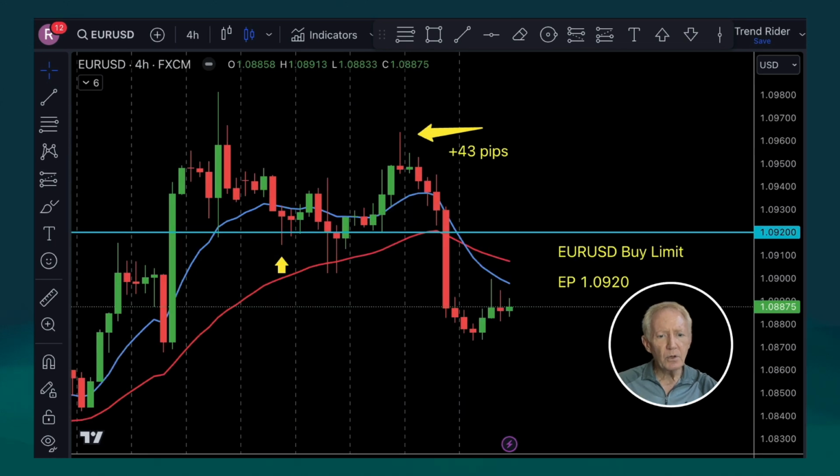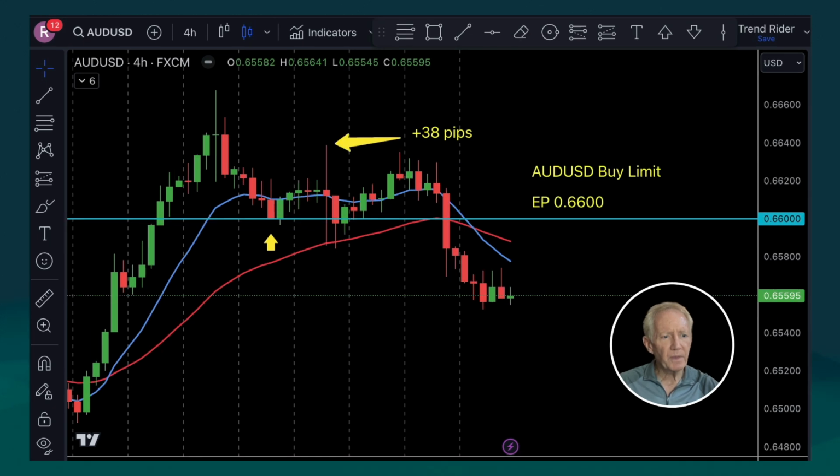And then with the Euro US, not much, but 43 pips. It didn't move much, mostly sideways until towards the end of the week on Thursday. Had a big drop, but 43 pips on the Euro US. Then the Odd US, just 38 pips on that one.